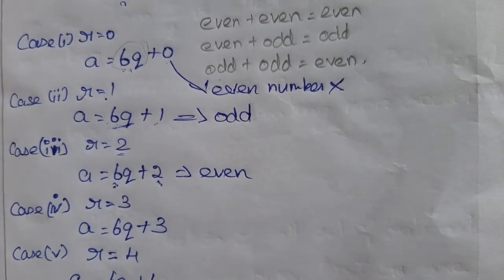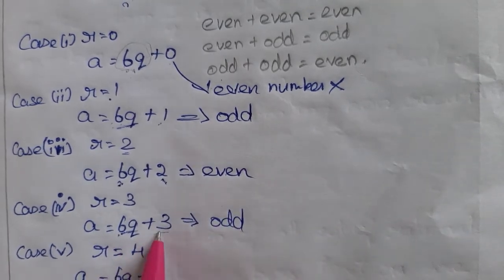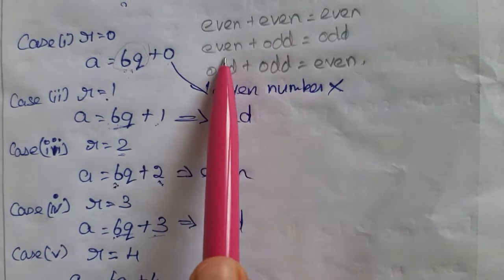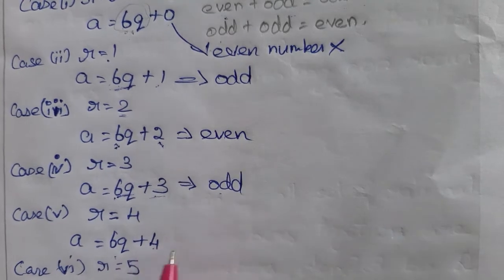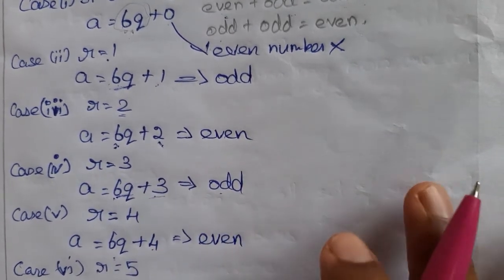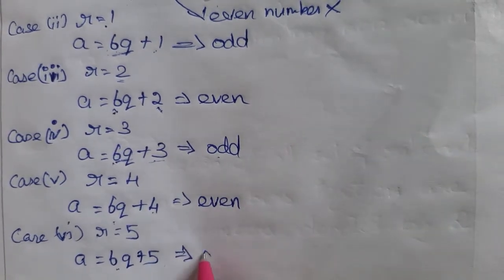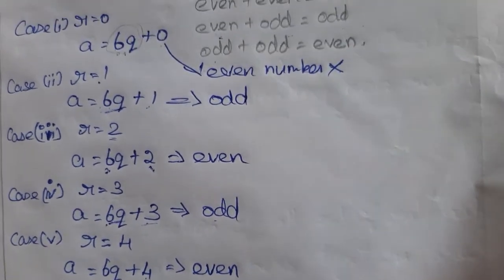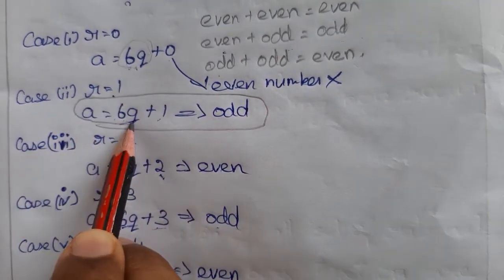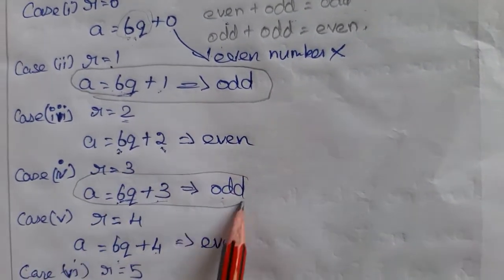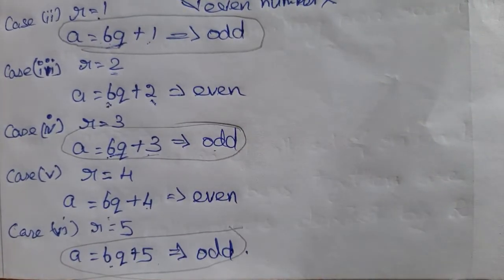What about the next case? 6q is even and 3 is odd, so the result will be odd, because even plus odd is odd. The fifth case, even number plus even number, is even. Next, the sixth case, even number plus odd is odd, right? Now the question says we need only the odd integer. So an odd integer can be in the form of 6q plus 1, 6q plus 3, and 6q plus 5, right?